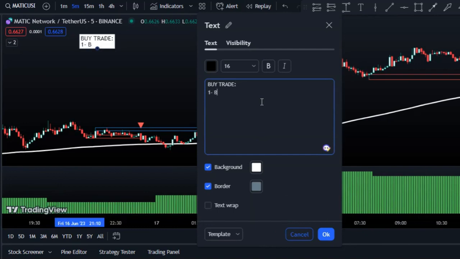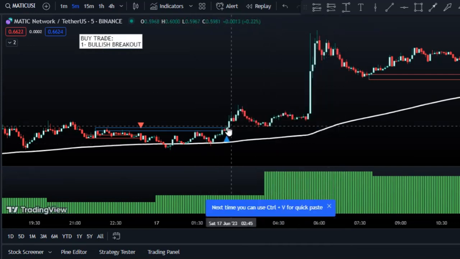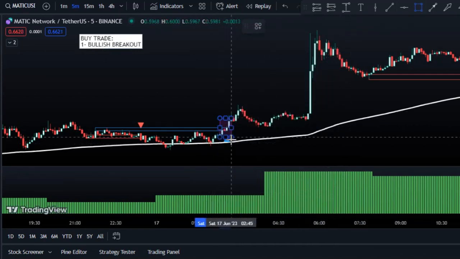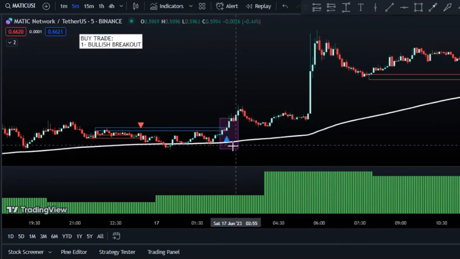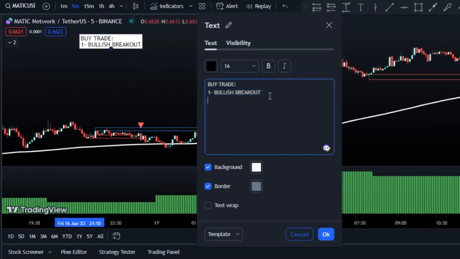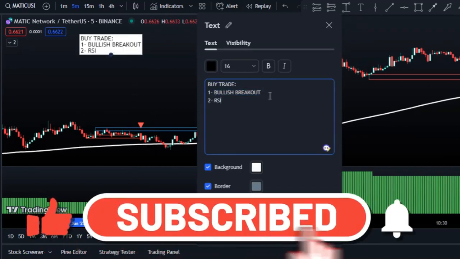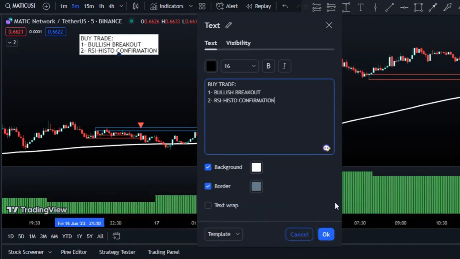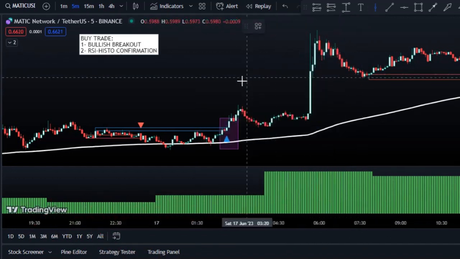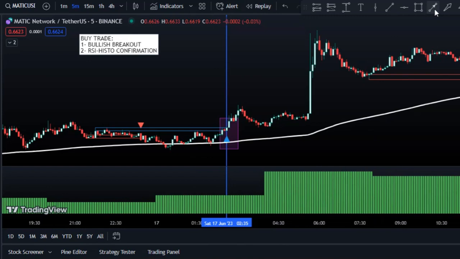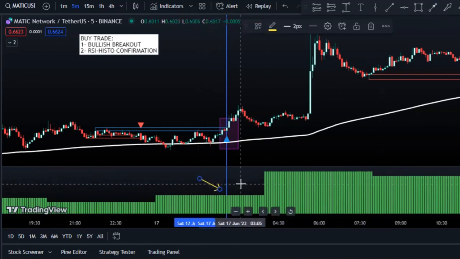First, wait for a breakout in the upward direction. Once the price breaks out, move on to the next step. Next, check the RSI histogram indicator to confirm your trade entry. You need to see the indicator showing a green color, which is a positive signal. This confirmation is important before you jump into the trade.